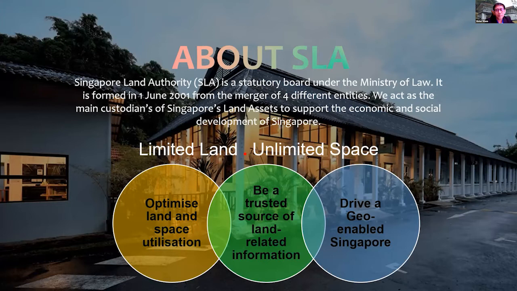This is really about us managing a small city-state, limited land, but we are actually looking at how do we manage the unlimited space. So in this case, we are talking about space to be created above the surface as well as below the surface. SLA has three pillars. I think one of the main pillars is really looking into geospatial information, how to use geospatial information, and how to improve the lives of citizens using geospatial information.